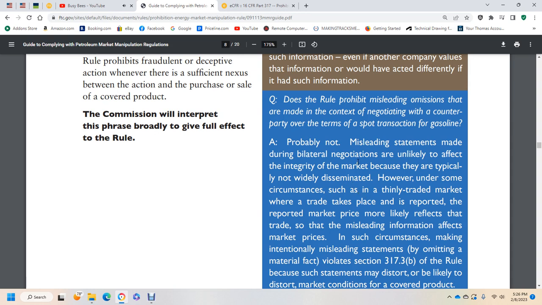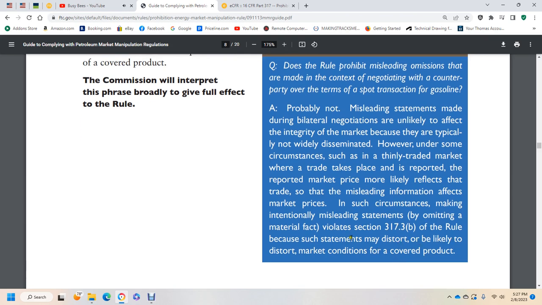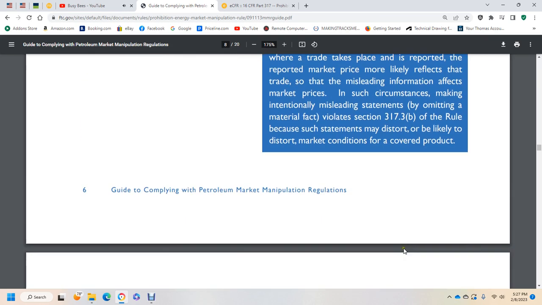A misleading statement made during a bilateral negotiation is unlikely to affect the integrity of market price discovery, since it is typically not widely disseminated. However, under some circumstances, such as in a thinly traded market, a trade that takes place at the reported price is more likely to reflect misleading information and affect the market price. Intentionally misleading statements, or statements omitting a material fact, violate section 317.3 of the rule because the statement may distort, or is likely to distort, market conditions of the covered product.